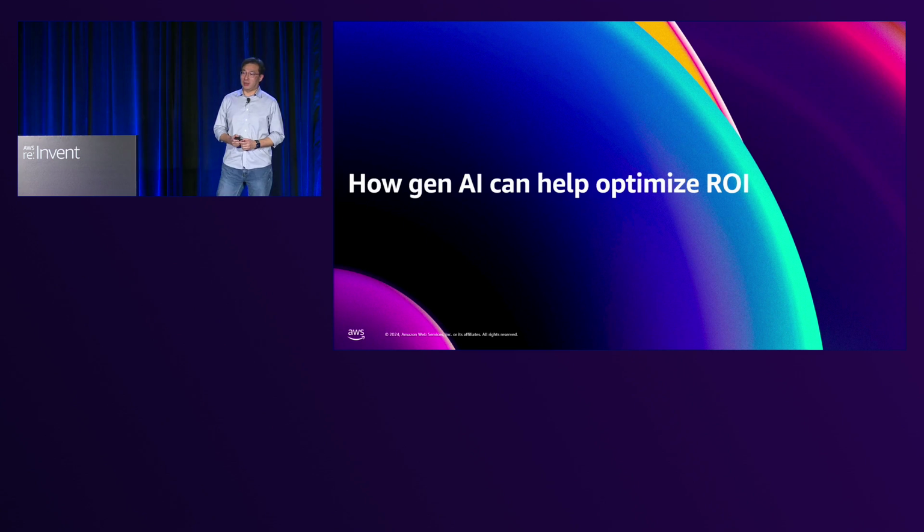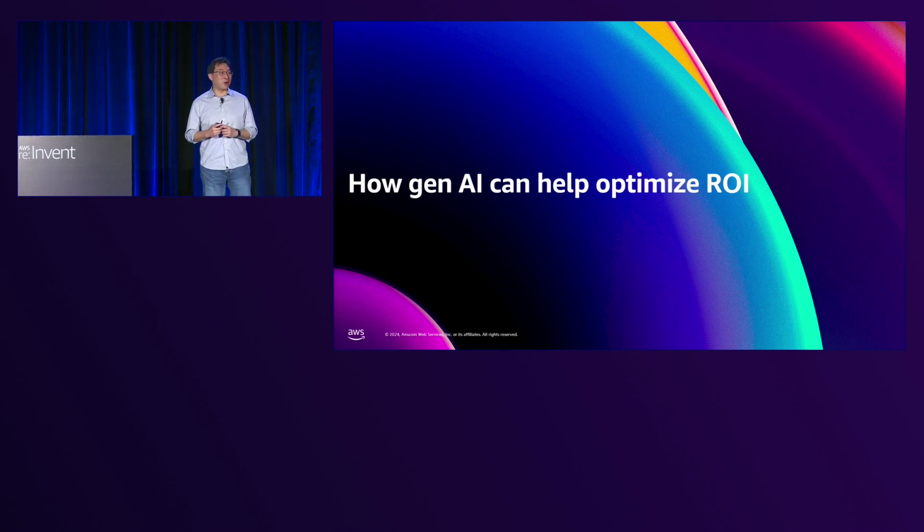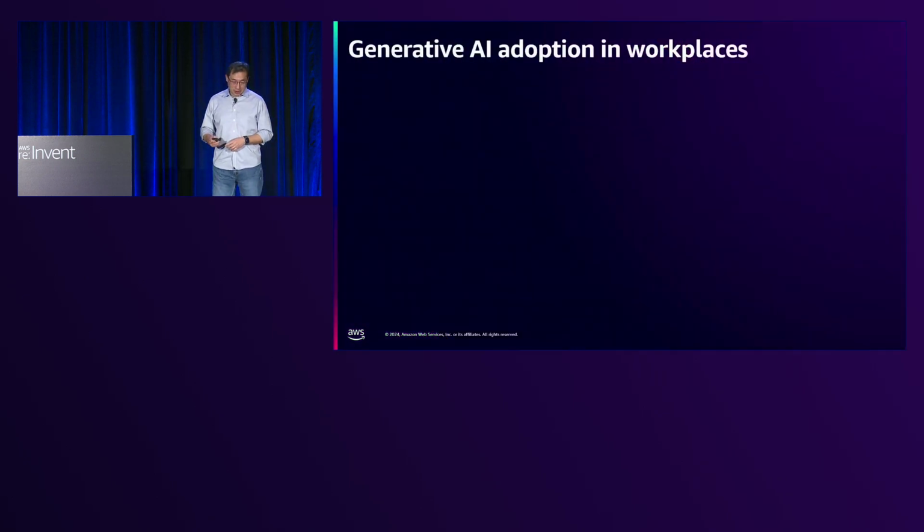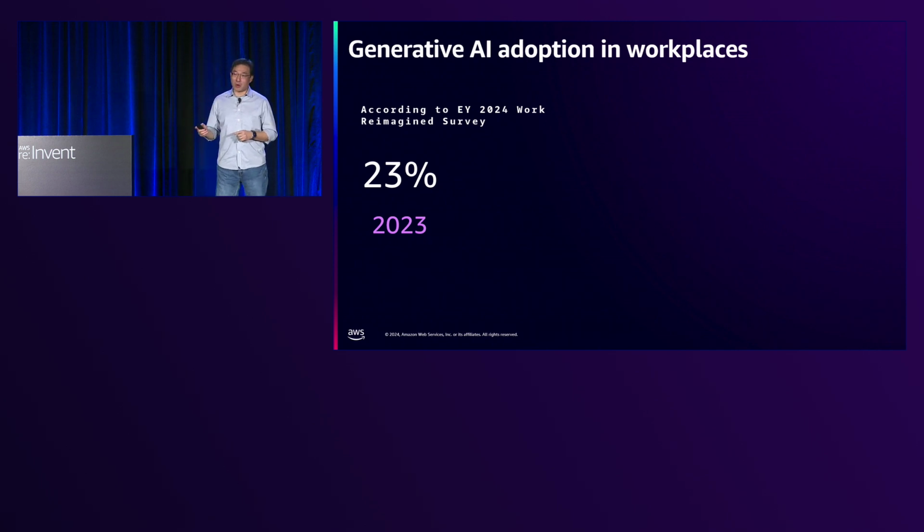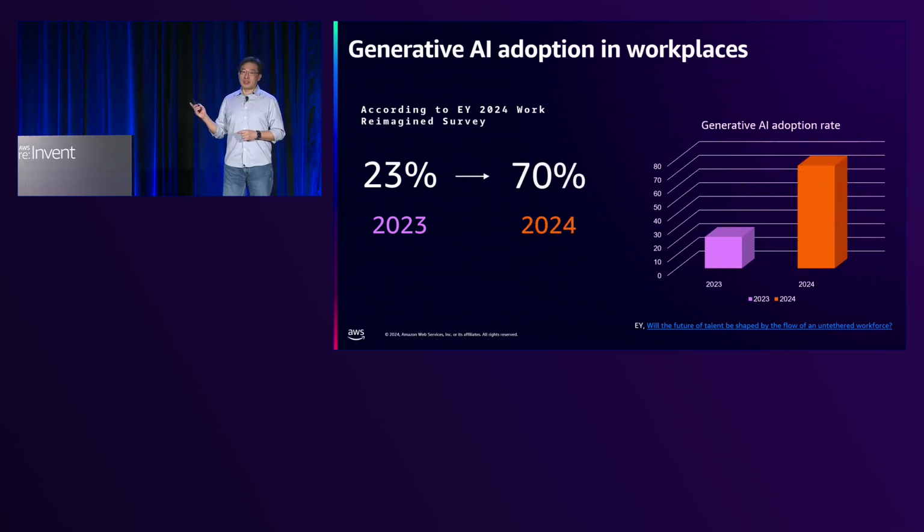Regardless which industry you are in, chances are in the last couple of years, you have been working on certain project which is related to the generative AI. And you are not alone. According to EY 2024 Workspace Reimagined survey, the adoption rate for the generative AI has been increased from the 23% in 2023 to 70% in 2024. And among different industry, technology has been the highest adoption rate with 90%. But even with government and public sector, they have a 60% adoption rate as well.